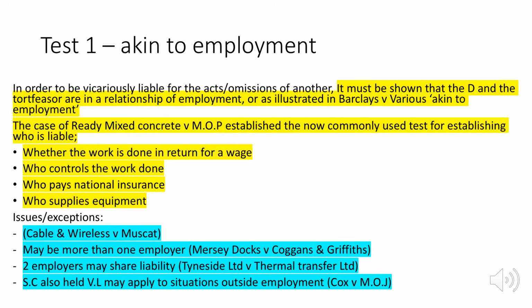Test 1 for vicarious liability is akin to employment. So in order to be vicariously liable for the acts/omissions of another, it must be shown that the D and the tortfeasor are in a relationship of employment, or as illustrated in Barclays v Various, akin to employment. So the case of Ready Mixed Concrete v MPNI established the now commonly used test for establishing who is liable. So the test is as follows: whether the work is done in return for a wage, who controls the work done, who pays national insurance, and who supplies equipment.